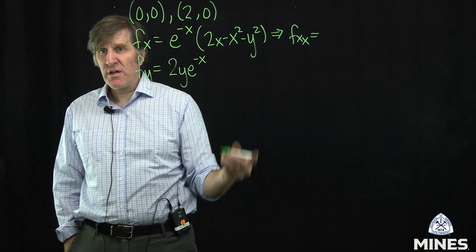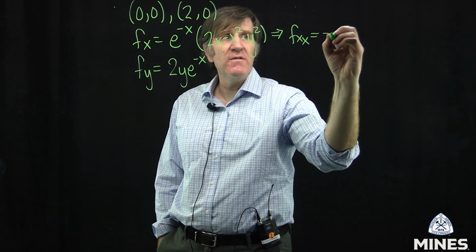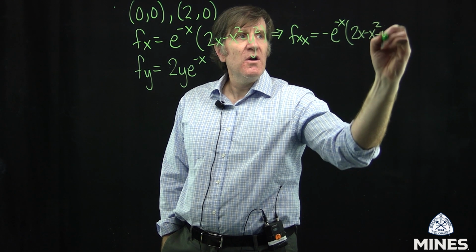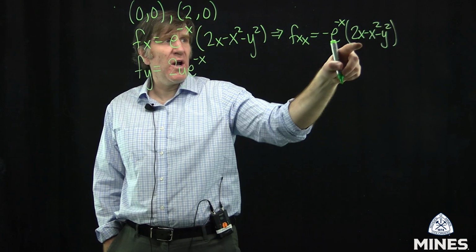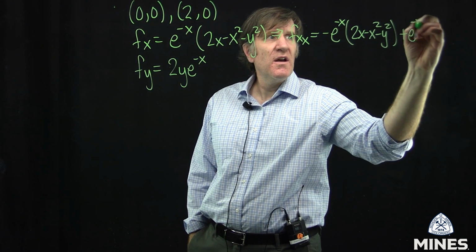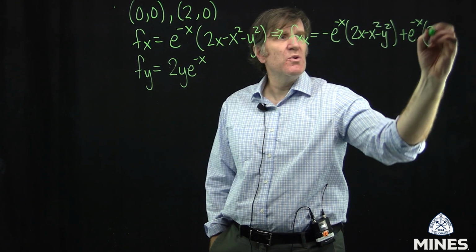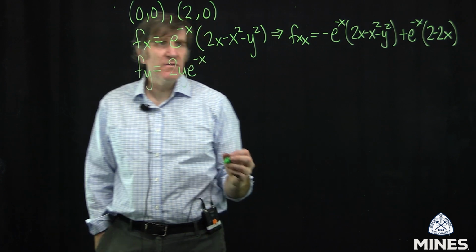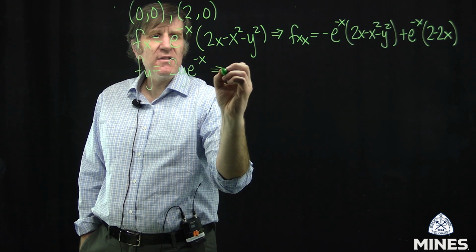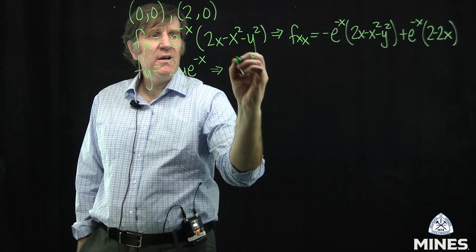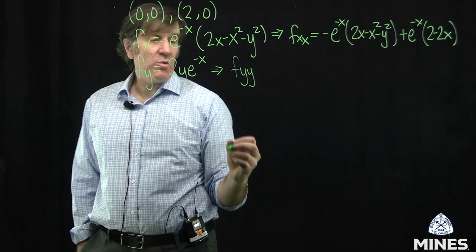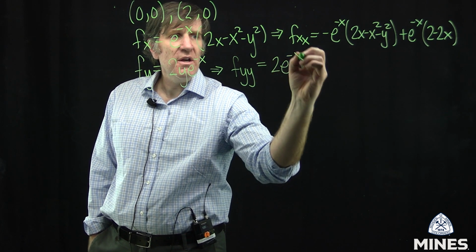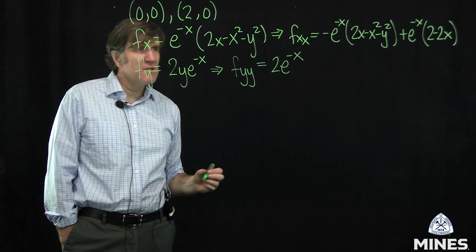This is again a product, so we again have the product rule. We have a negative e to the minus x times 2x minus x squared minus y squared, that's f prime g, plus f g prime, 2 minus 2x. So that's our second derivative. And the second derivative of f sub y, taking another derivative here, is just 2 e to the minus x. That derivative is simpler.